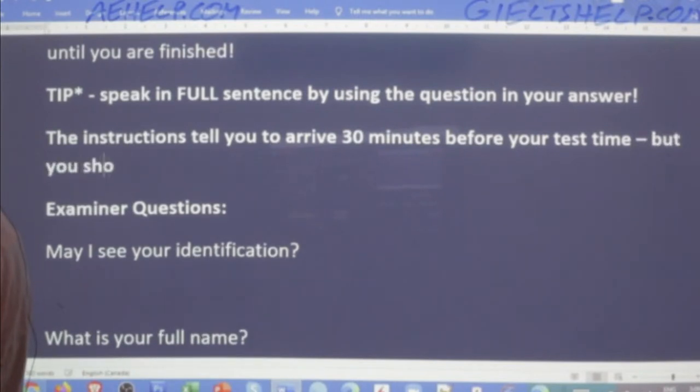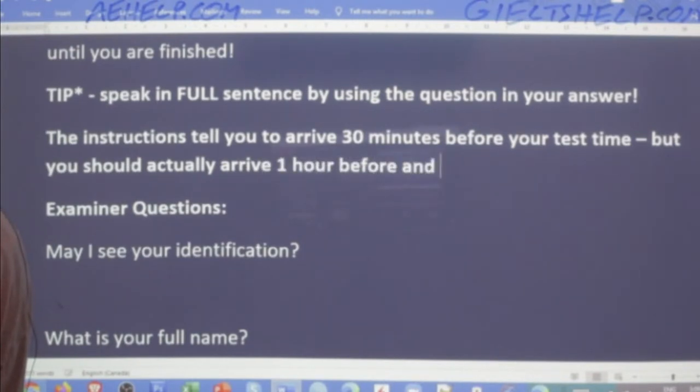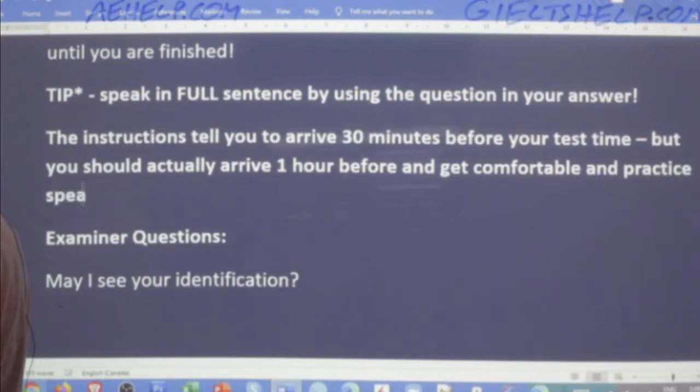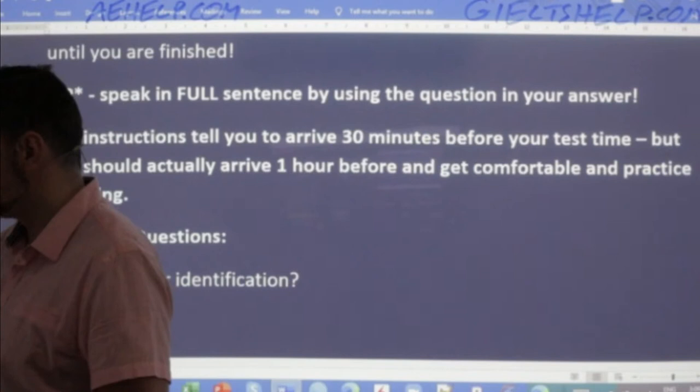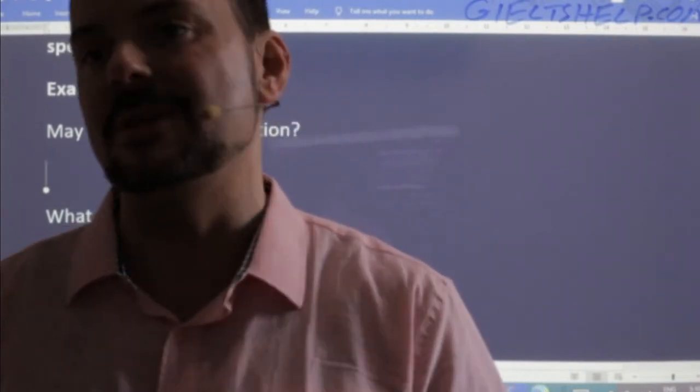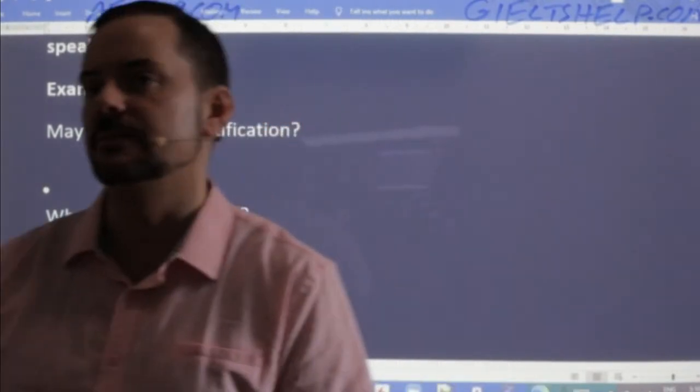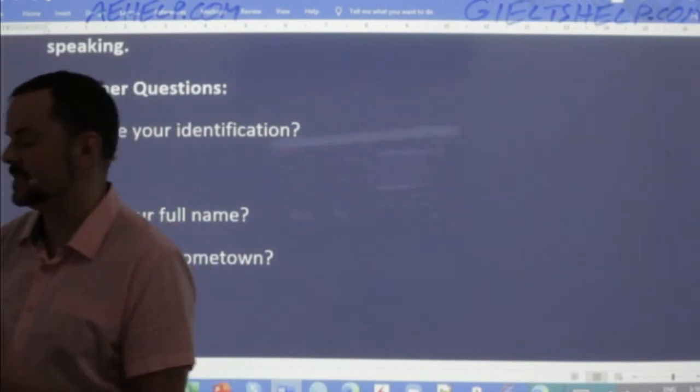But you should actually arrive even 1 hour before and get comfortable and practice speaking, okay? So that's really important. Do that as well. Not just 30 minutes. 30 minutes is absolutely the minimum. Abhishek Kadam, if you have a question, just ask it. If I see it, I'll answer it. If I miss it, send me an email.